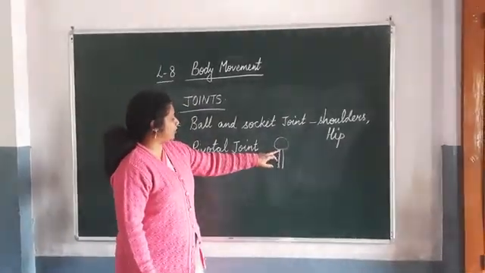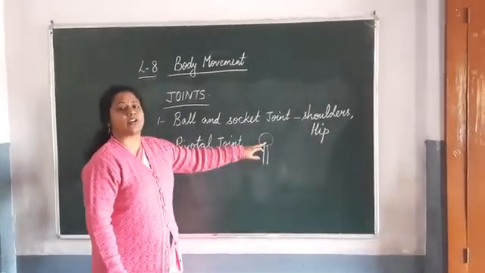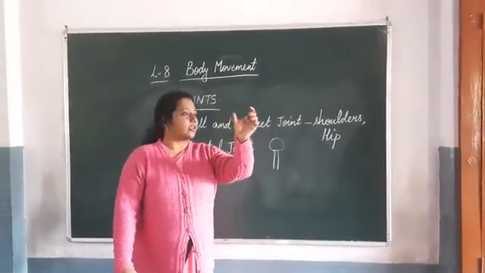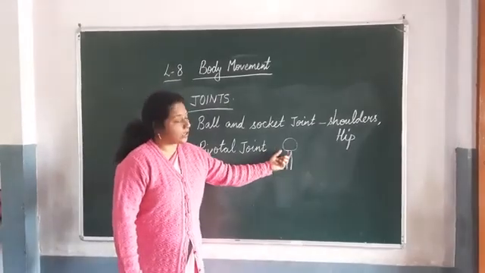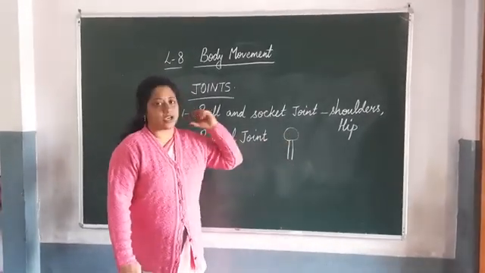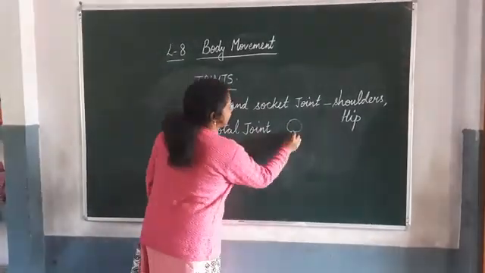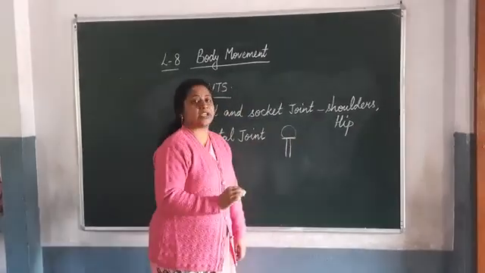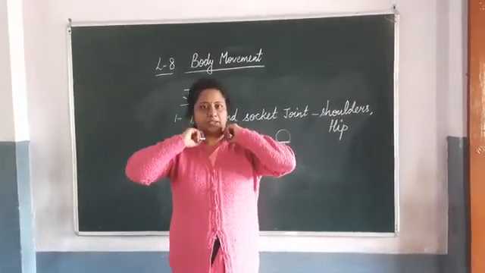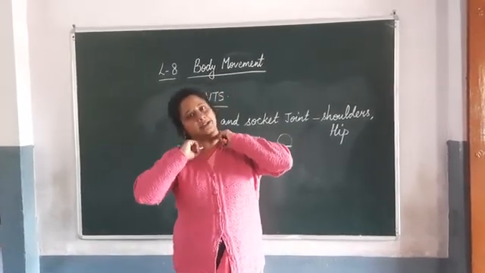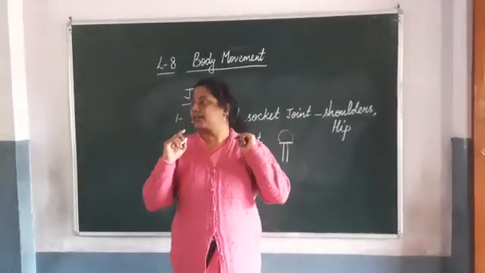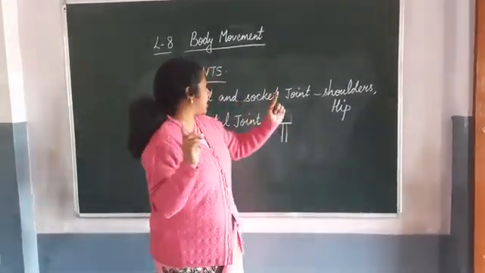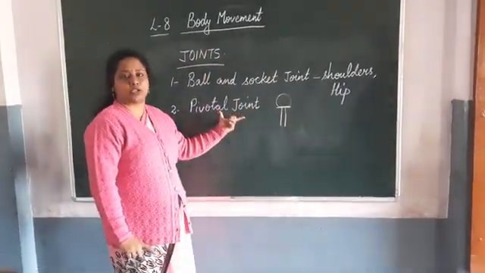And this kind of pivotal joint is present in our neck. Or you can say that where our neck joins the backbone, our spinal cord, at this point is the pivotal joint. And it is because of the pivotal joint again that you can move your neck. You can move your neck like this, sideways, you can rotate your neck. So all these movements are possible because of the pivotal joint.